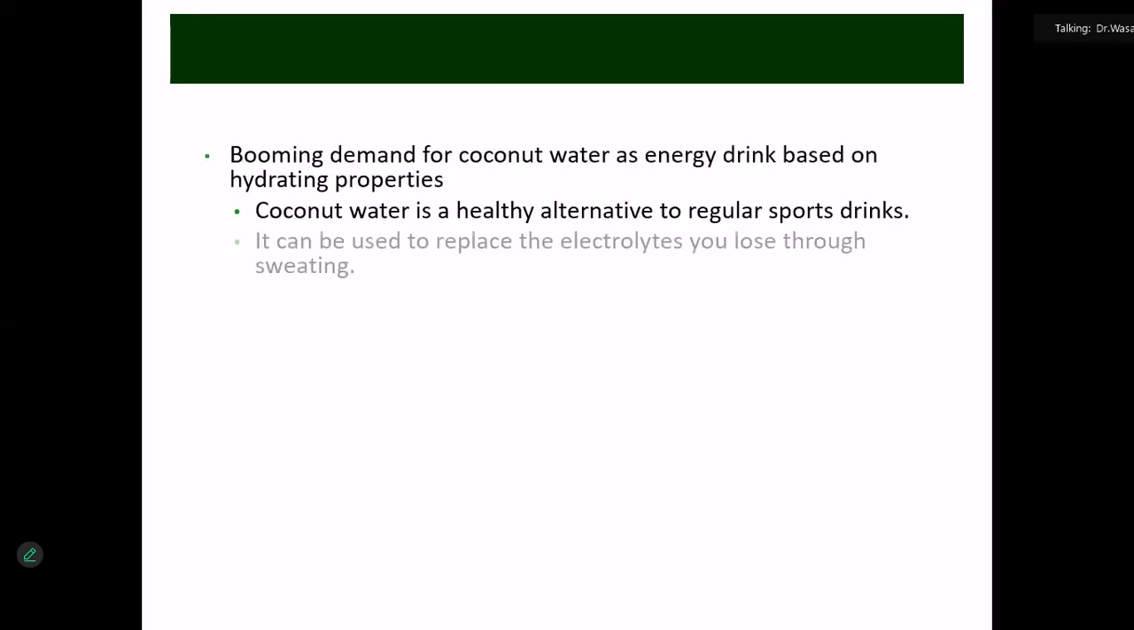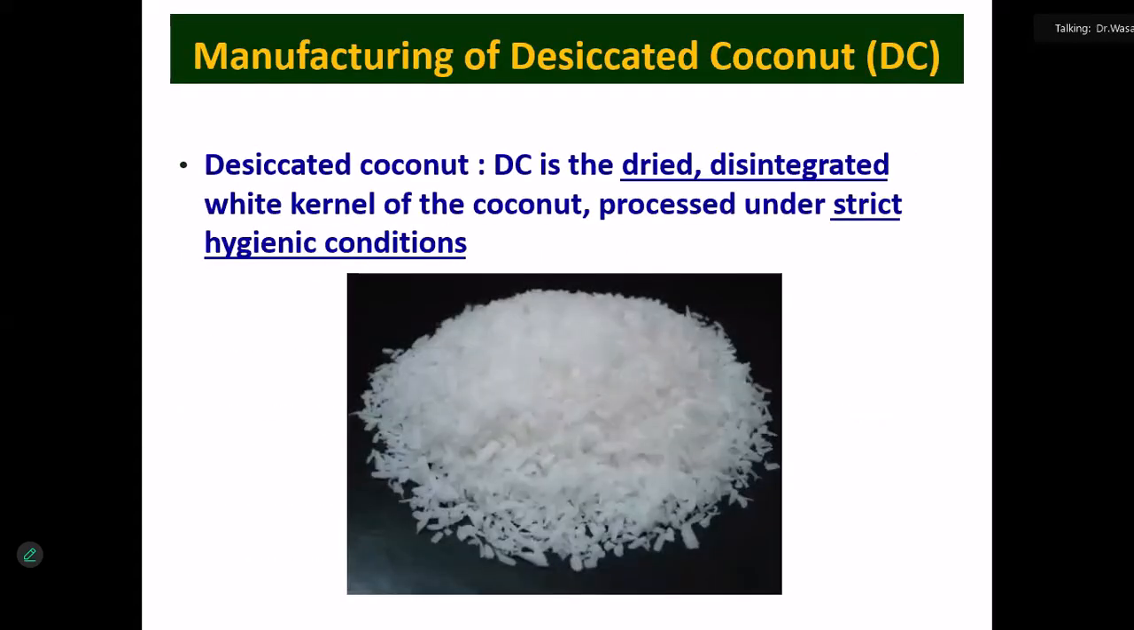Now shall we see them one by one. The first product is manufacturing of desiccated coconut, DC production. In the exam I have asked you to discuss the DC manufacturing process in detail as a theory question.